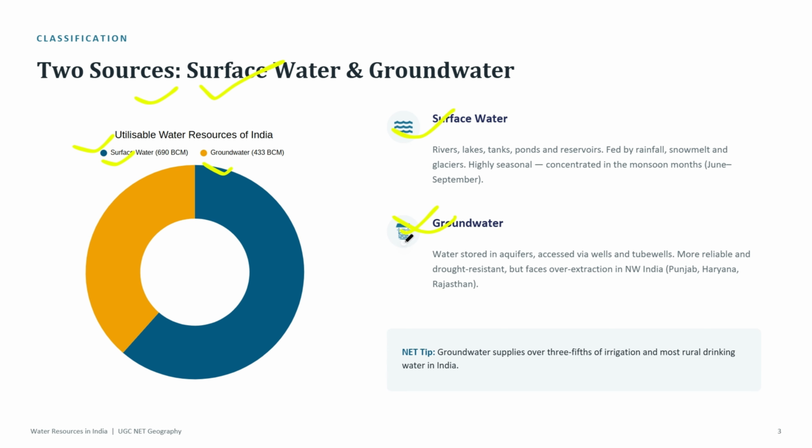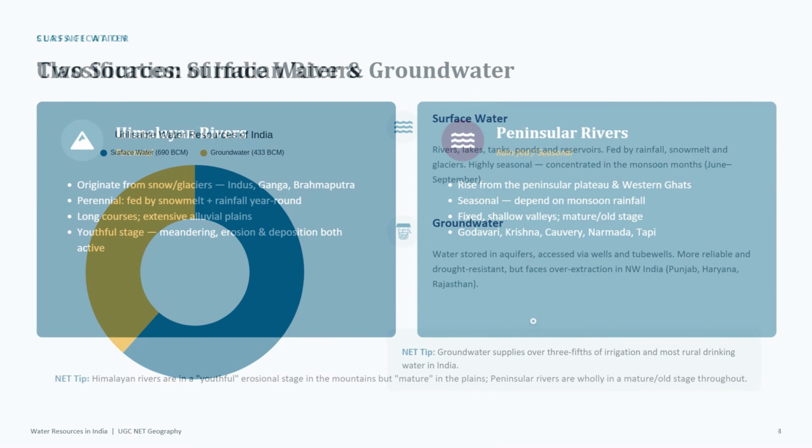And groundwater is water stored in aquifers, accessed through wells and tube wells, more reliable and drought resistant, but faces over extraction in northwestern India in Punjab, Haryana and Rajasthan. Okay, groundwater supplies over 3/5 of irrigation and most rural drinking water in India.